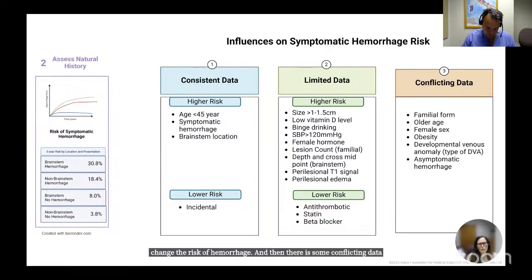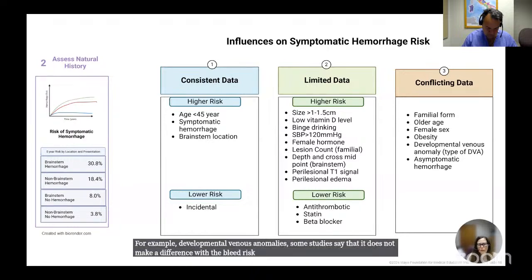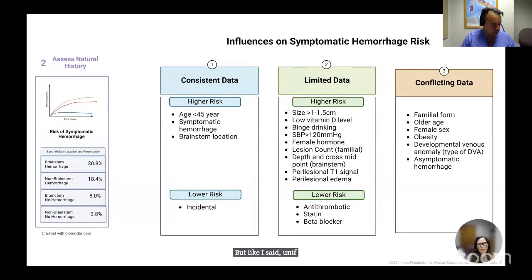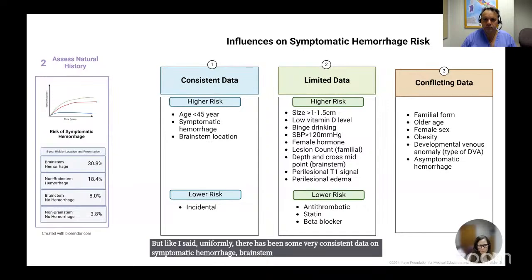For example, developmental venous anomalies. Some studies say that it does not make a difference with the bleed risk. Some say it does. Some stratify the type of CCM DVA complex, and maybe that makes a difference. But like I said, uniformly, there's been some very consistent data on symptomatic hemorrhage, brainstem location, and age.